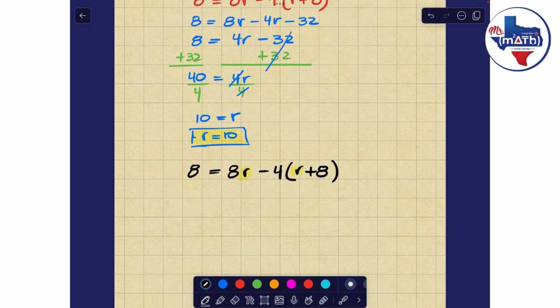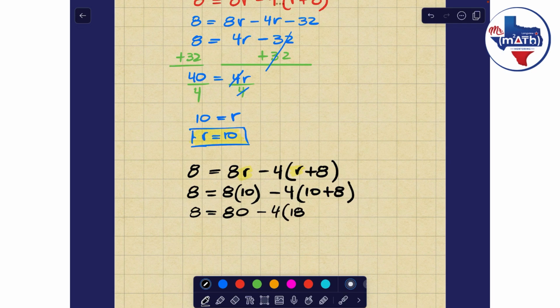Okay, so let's solve that. So we'll have 8 equals 8 times 10 minus 4 times 10 plus 8. We'll have 8 equals 80 minus 4 times 18, right? So we'll have 8 equals 80, and 4 times 18 is 72. So 80 minus 72 is 8, which is true.